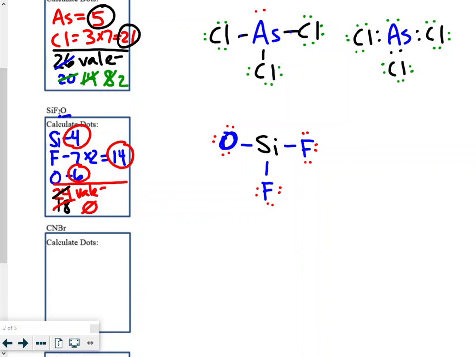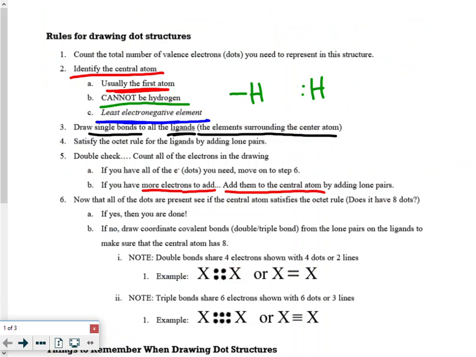Does anybody see a problem? What is the problem here? Silicon only has 6, does not have 8. So now, let's go back to our rules and see what it says to do when we run out.